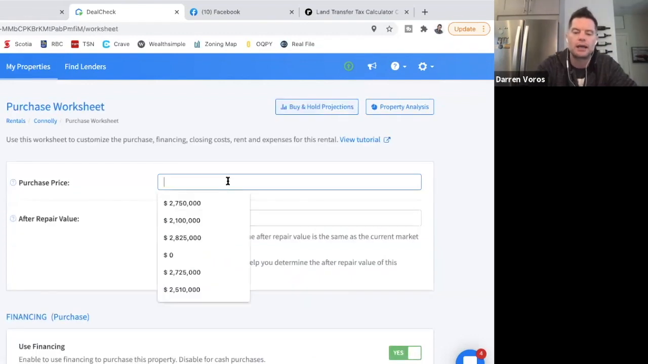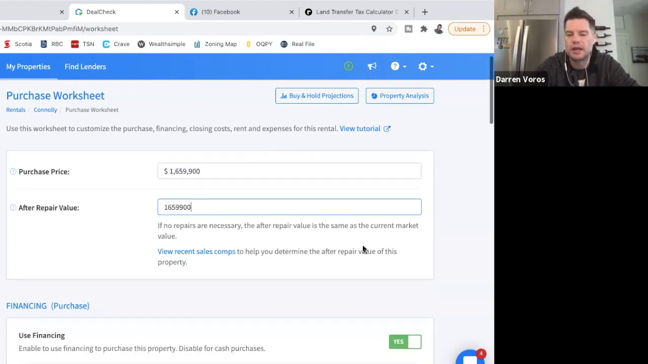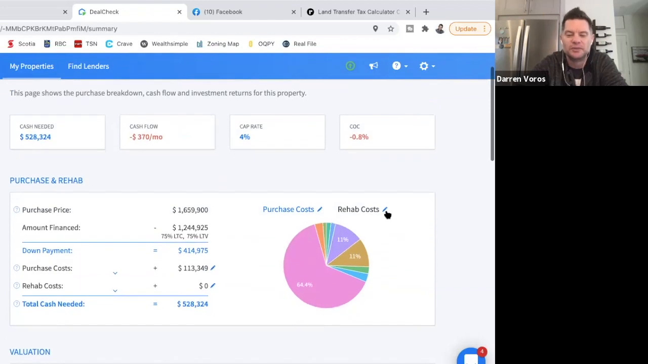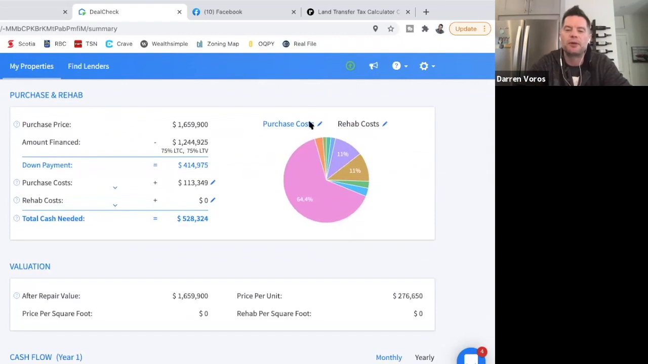Okay. So now we can go back in. Let's say 1,659,900. After repair value is going to be the same. Go back to the property analysis. So now it starts to calculate things, right? We see the cap rate is 4%, which is what we see. Our cash on cash return, not great, minus 0.8%. And our monthly cash flow is $370 in the hole, right? So now it's going to populate everything else.